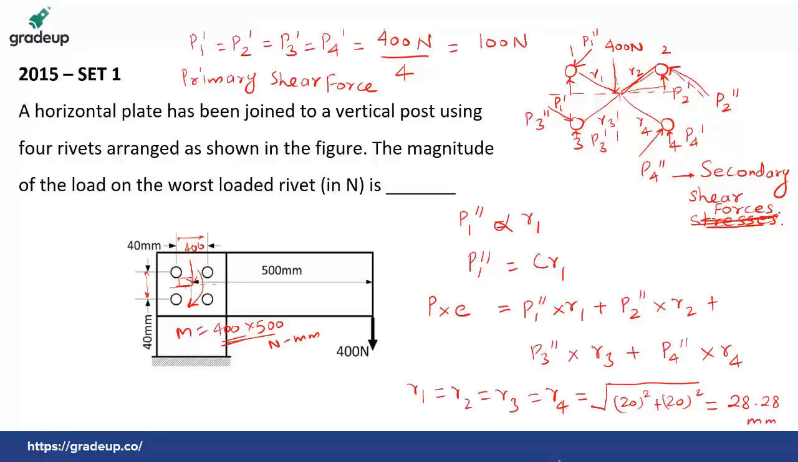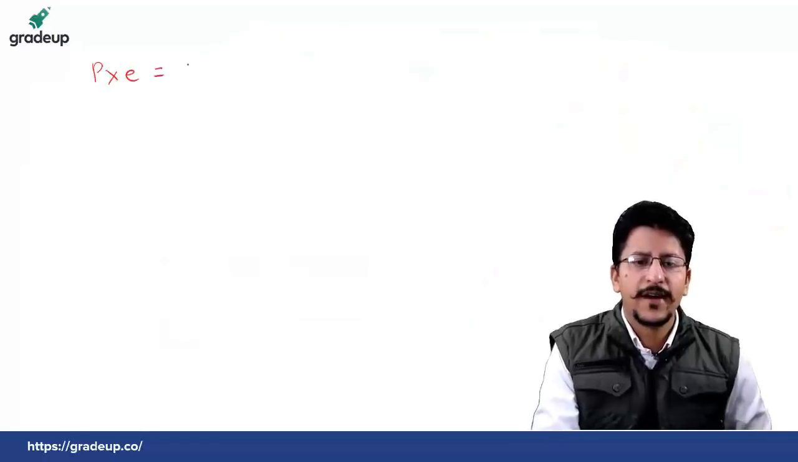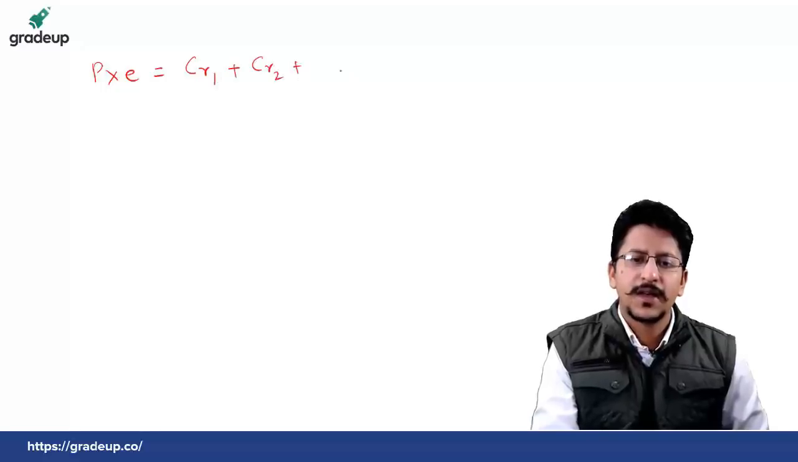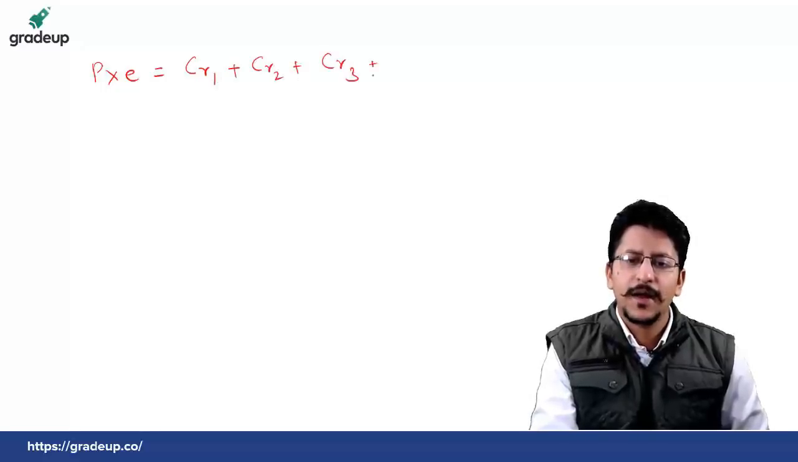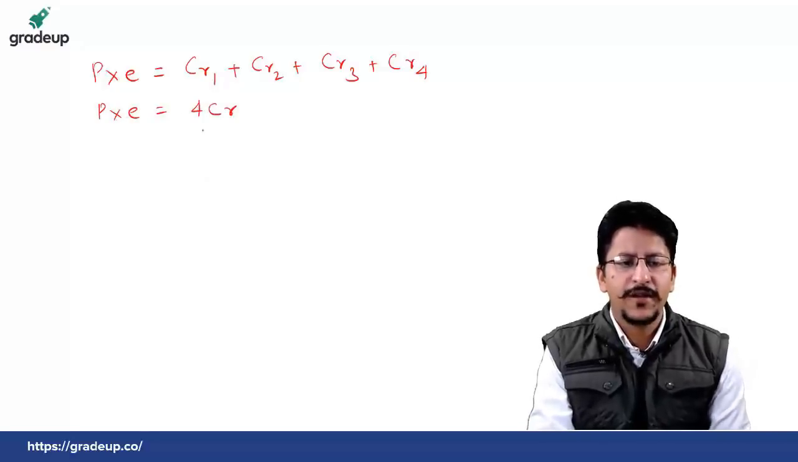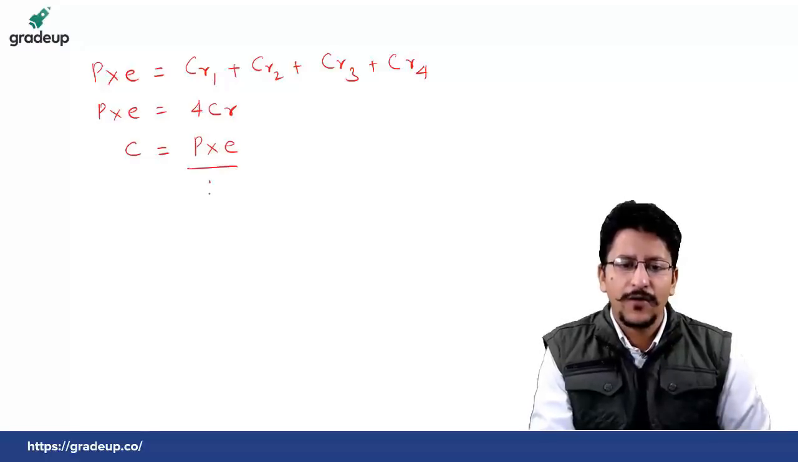Next, because of this equation and this equation, we know that P into E will be equal to P1 double dash times CR1 plus CR2 plus CR3 plus CR4, and all these are equal, so this will become P into E is equal to 4 times C into R. So from here we know the value of P, we know the value of E and also R, so from here we can find out the value of C, that is P cross E upon 4R.